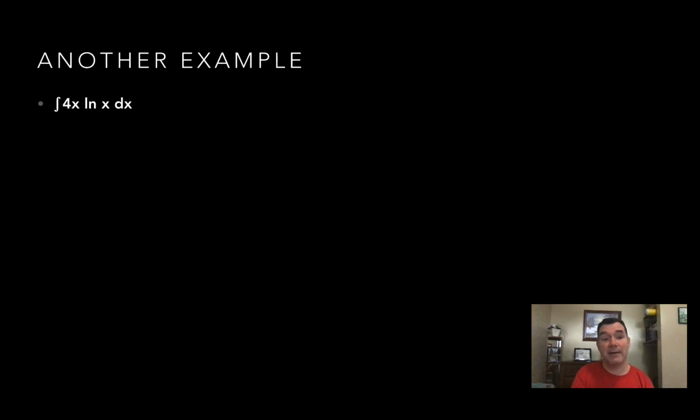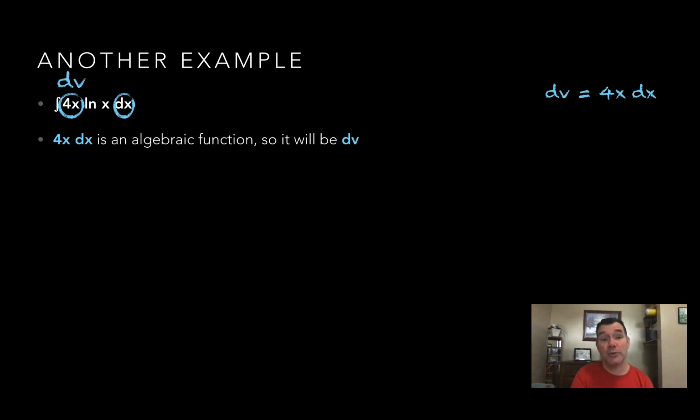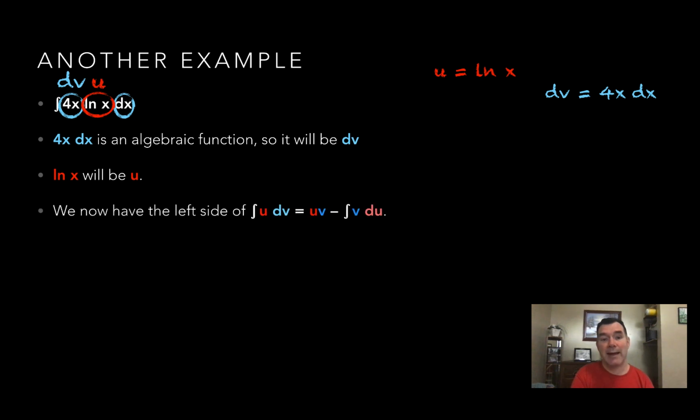Let's say I have the integral of 4x times the natural log of x dx. Now I didn't see any exponentials or trigonometric functions here, so I went down to an algebraic function, which is 4x. That's going to be my dv, meaning that the other part, natural log of x, is going to be my u. And so now I have the left-hand side figured out. I have my u dv.